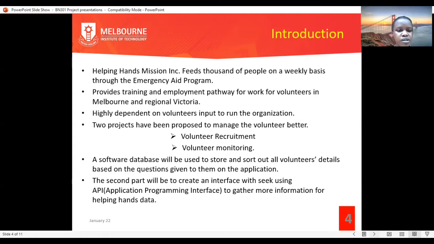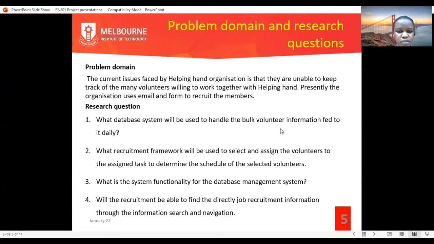The projects proposed are volunteer recruitment and volunteer monitoring. We are going to mainly focus on the volunteer recruitment by designing a database that will be used to store and sort all the volunteers' details based on the questions given to them on the application. The second part is volunteer monitoring, where we will create an interface using the SEEK API, which is the application program interface, to gather more information for the database. And then I'll ask the next presenter, Aprit, to discuss the problem domain and research questions.